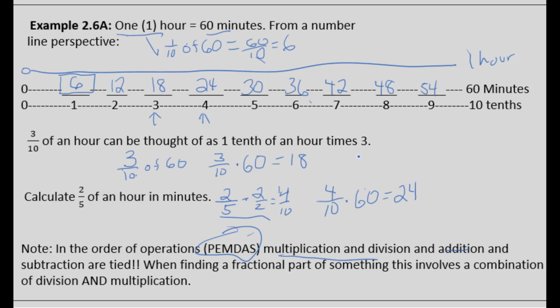Now I could do this with the unit fraction too. I could say back to 3/10 of an hour. I could say 60 divided by 10 is 6 minutes, and that's 1/10 of an hour. Multiply it by 3, and I get 18 minutes, or 3/10 of an hour. Or take 6 minutes and add it 3 times. So there's a lot of ways of skinning a cat in this one. But an important thing is that multiplication and division are tied, so you can do either one first.